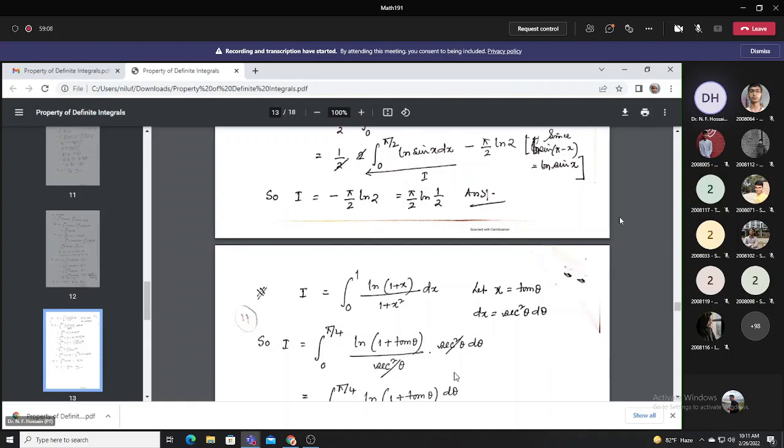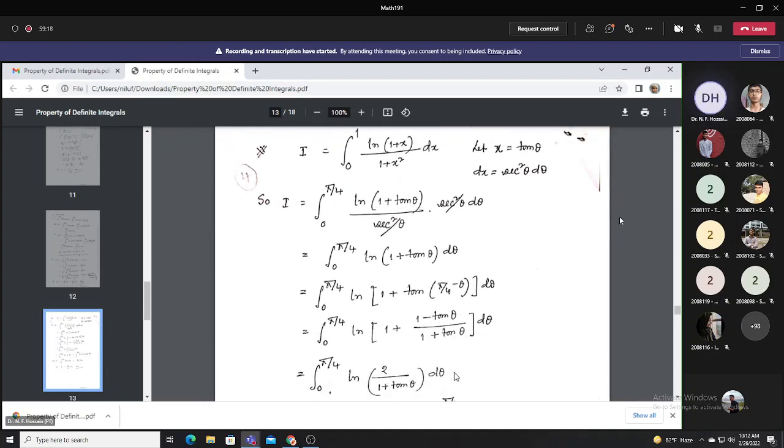Without evaluating the definite integral directly, we have just used the properties of definite integrals and we are easily getting the result. Now next, integration 0 to 1 ln of 1 plus x divided by 1 plus x squared dx. This is also another important integration.